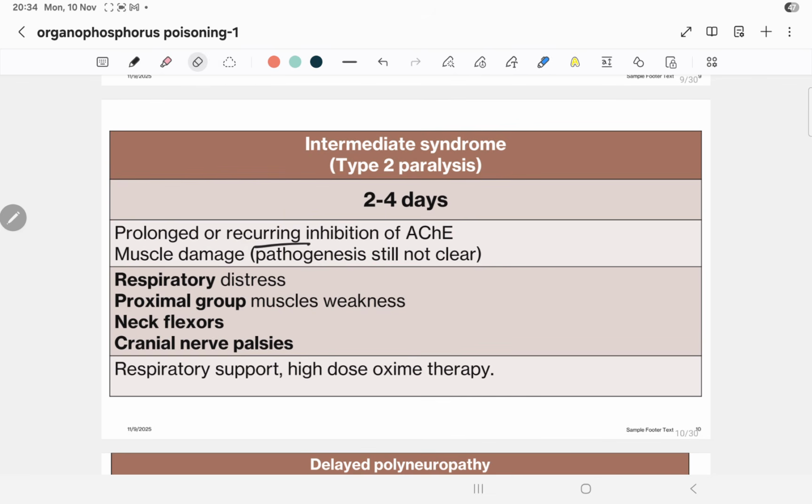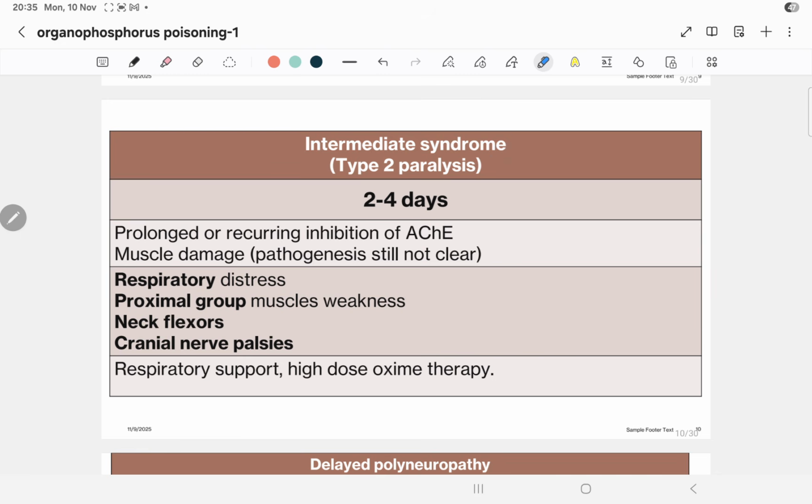Intermediate syndrome happens 2 to 4 days after the exposure, if treatment is not given properly. So what will happen if treatment is not given properly? There will be prolonged and recurring inhibition of acetylcholinesterase, so there will be increased acetylcholine. This acetylcholine will keep on bombarding the neuromuscular junction. So what will happen? Muscle or the neuromuscular junction will be damaged. The pathogenesis is still not clear, but there is some amount of muscle or neuromuscular damage in intermediate syndrome.